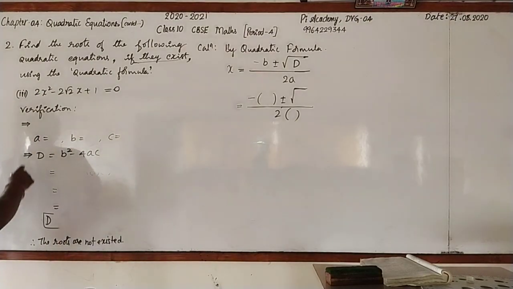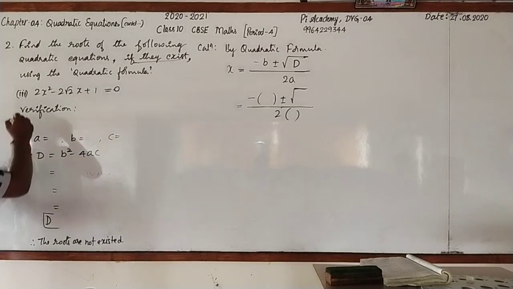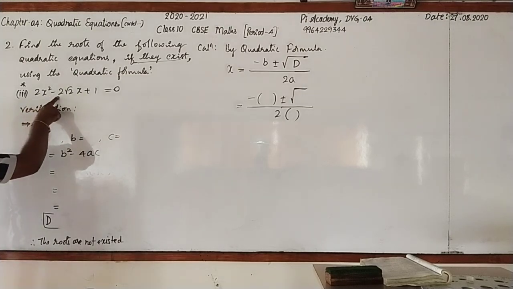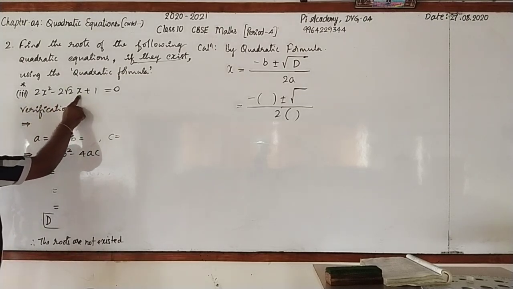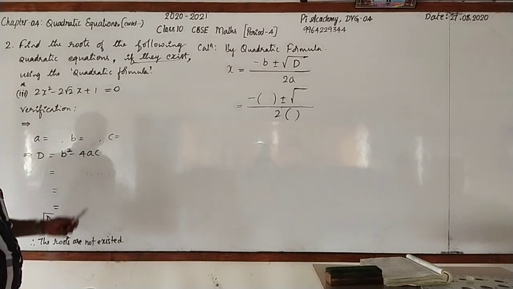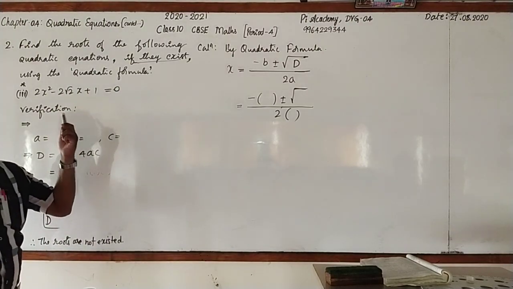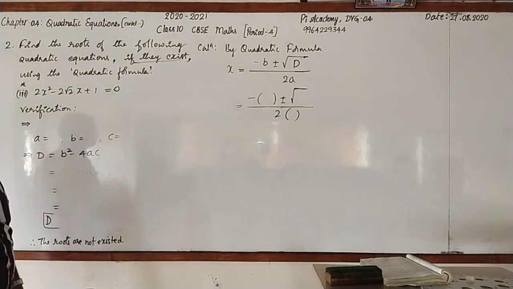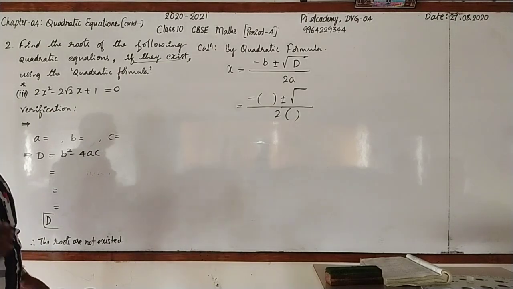Yes. Dear students, let's move on to another one. Third one. It's important one. Right. This 2x square minus 2 into root 2 into x plus 1 equal to 0. Written up. First we shall check whether the roots are existed or not. Right. Verification. Hope that you have written.